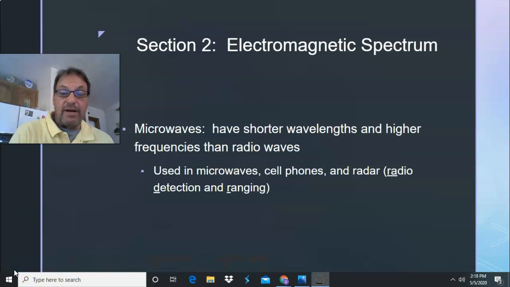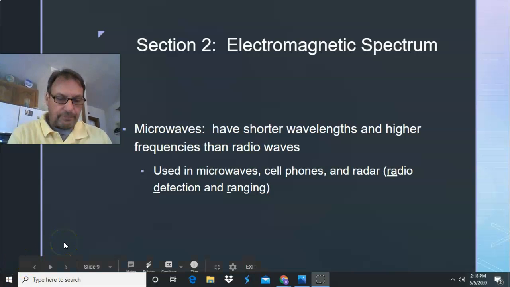Okay, the next section is microwaves. They're the next step up. These are what we use for cell phones. A lot of times we use those because they have a little shorter wavelength than the radio waves and a little higher frequency. But these are used obviously in a microwave, cell phones, and radar. So that's radio detection and ranging. Hopefully you haven't been in a car that's been pulled over for speeding, but they've used radar a lot of times to check your speed, and they're using microwaves in order to do that.